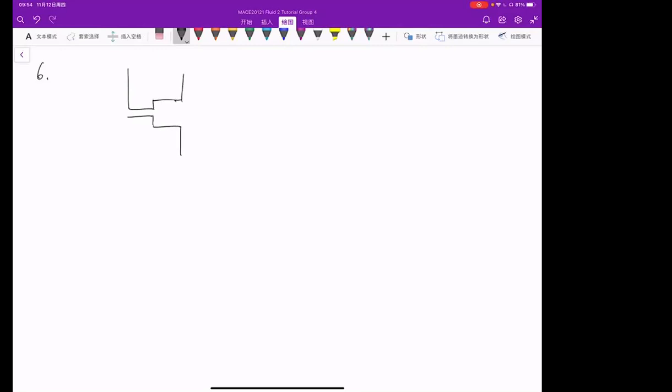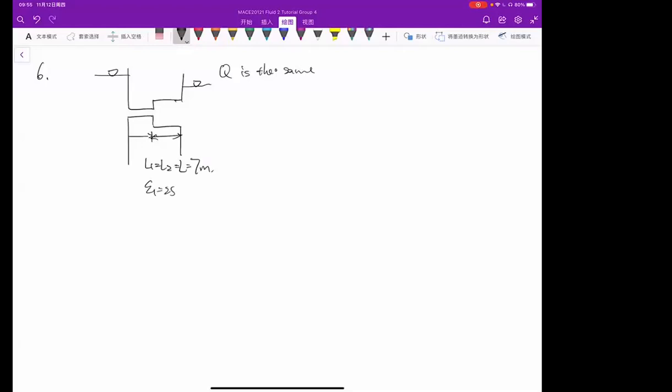So we have two pipes connected. So this is a serial connection. We should always bear in mind that Q is the same. So we have a higher level, a lower level. According to the problem, the two pipes are 7 meters long, that means L1 equals L2 equals L equals 7 meters.